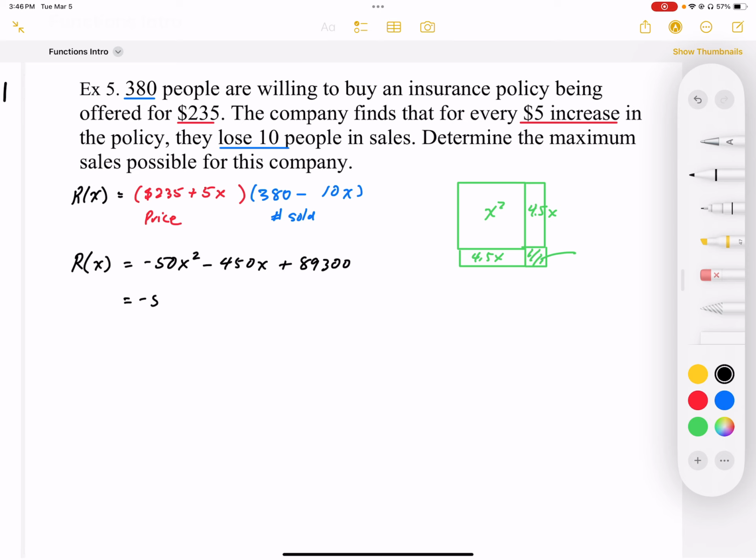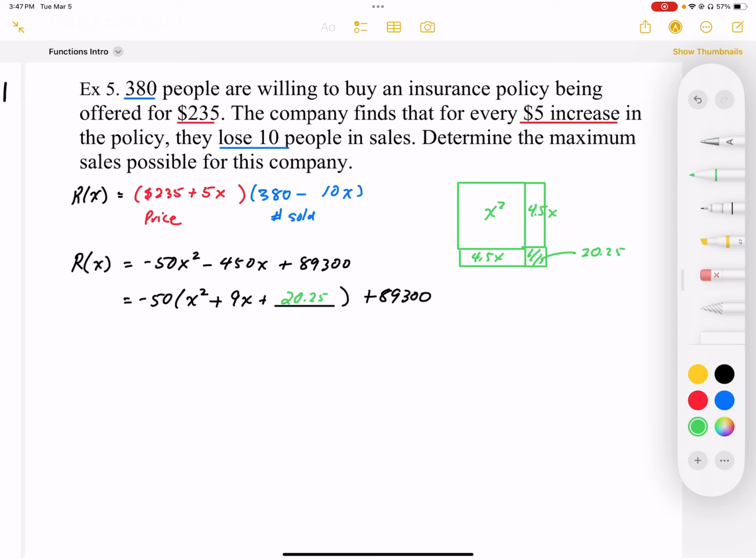So I want to complete the square here. So I'm going to factor out the negative 50, making sure I factor it out of the 450 as well, so making sure I keep the sign. So negative 450 divided by negative 50 is going to give me positive 9x. And then the 89,300 is outside the completed square. So then completing the square, you're going to split that 9x into two equal parts, so 4.5 and 4.5. And when I square that, I get 20.25. That's my completed square, so I get 20.25.